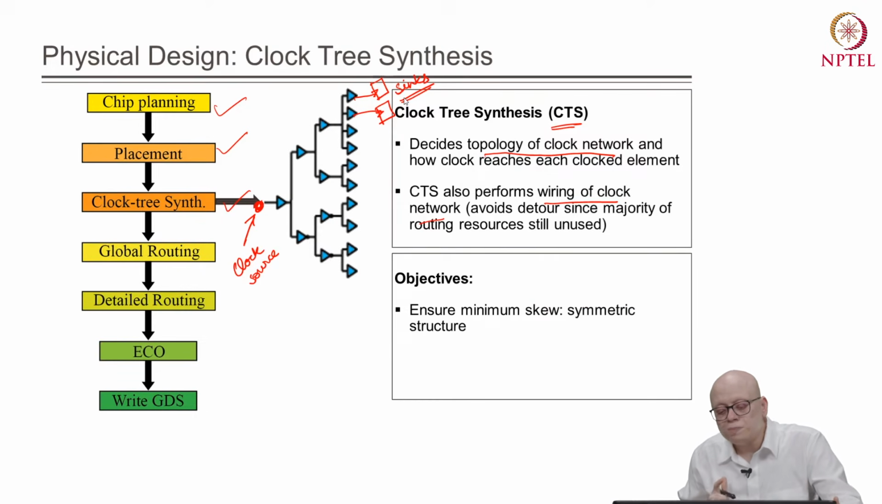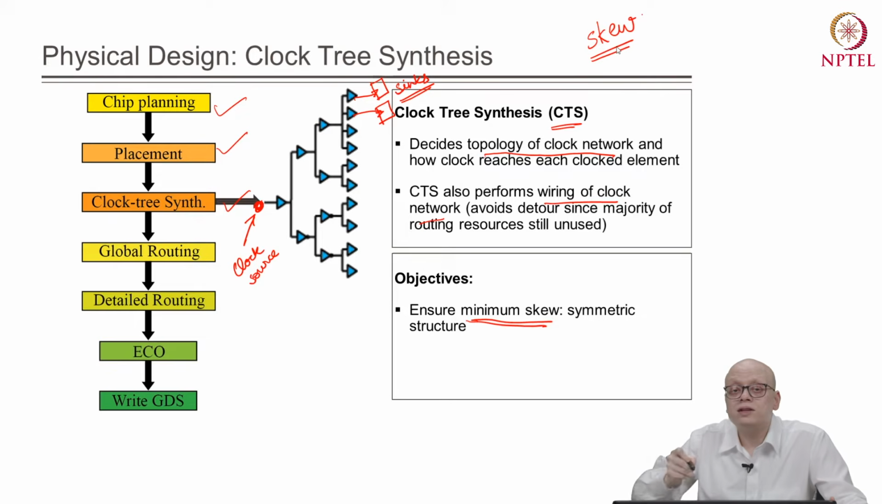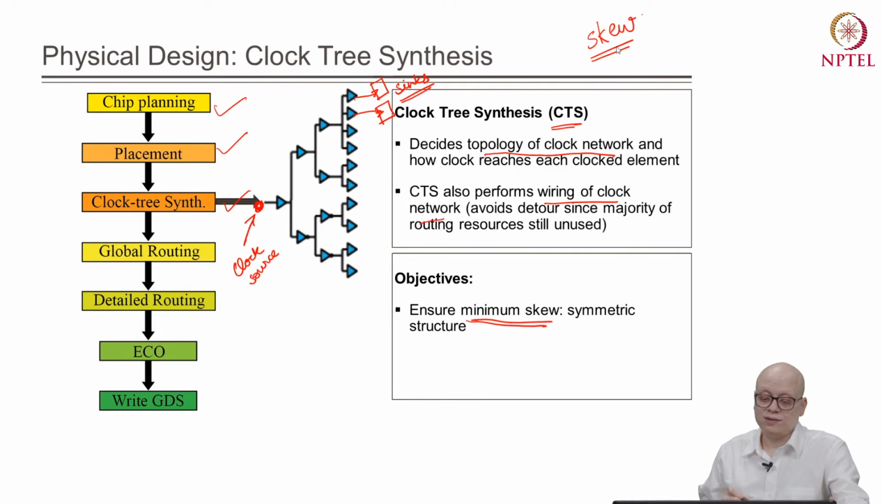Now, what are the objectives that the clock tree synthesis tool should consider? The most important objective for a clock tree synthesis tool is to minimize the skew. Now, what is a skew? Skew is basically the difference in the arrival time of the signals at two different points.